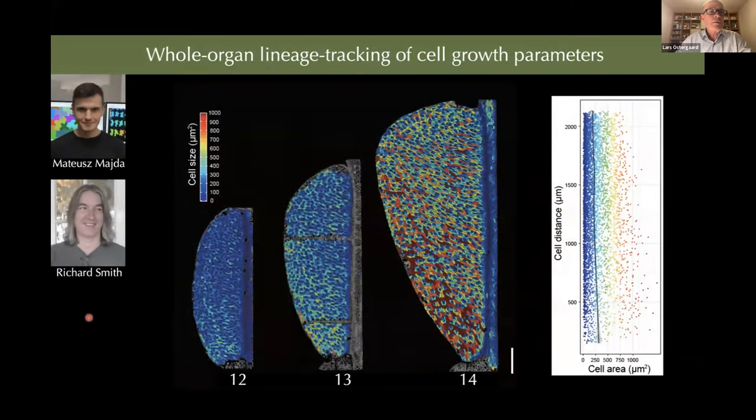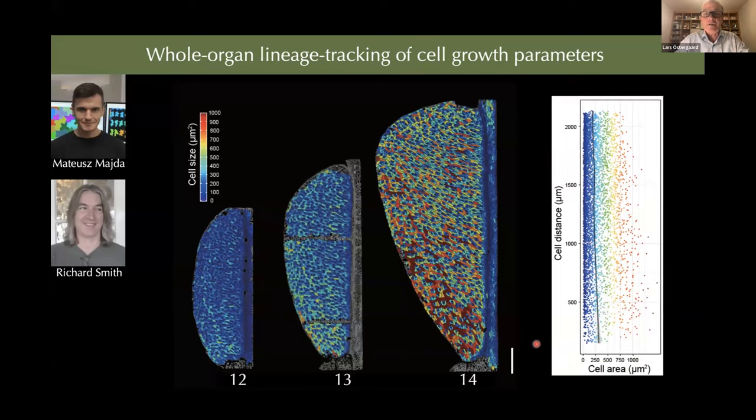And in collaboration with Matthew Maida and Richard Smith from the John Innes Centre, we were able to make this lineage tracking of the whole organ of Capsella. We only show half of the organ here, but for the whole organ we did this lineage tracking, so we could track each cell and find out how it developed or divided over time. And this particular image here shows heat maps of the cell size in micrometer squared. And the graph on the right side shows the distribution of cells. Each of these dots is an individual cell that is mapped both by where it is along the axis of growth, and also by how big it is in terms of its area.